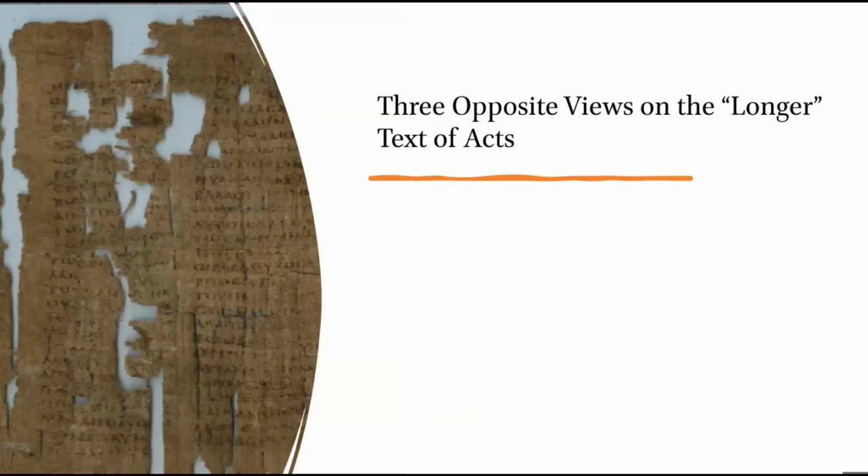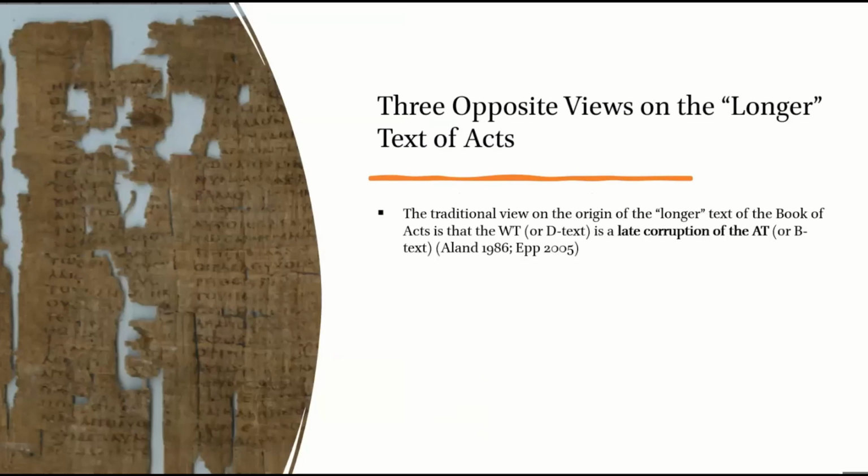I will just summarize the status quaestionis on the text of Acts briefly for those who are not so familiar with it. There are currently two main views on the subject, and I will actually add a third one here. The first one is that the traditional view sees the longer text of the Book of Acts in the Western text as a late corruption of the Alexandrian text.